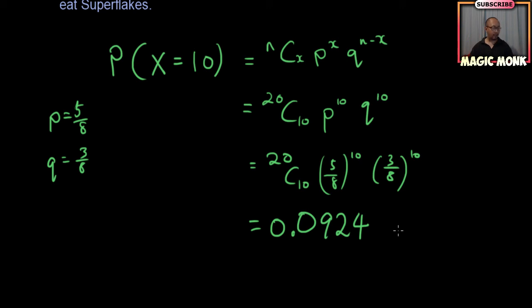Okay, so let's see whether I have this correct from my Maths Quest textbook. Exercise 3-1, 9C, question 11. Yes, 0.0924, exactly correct. Oh well, I guess this concludes our lesson on the binomial distribution.